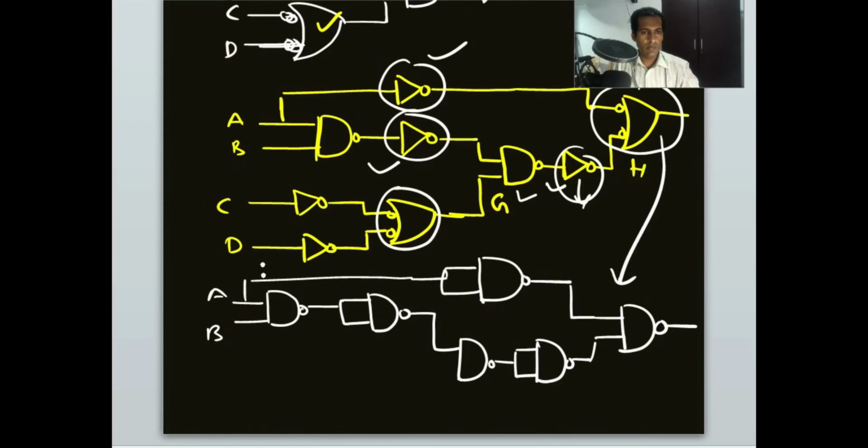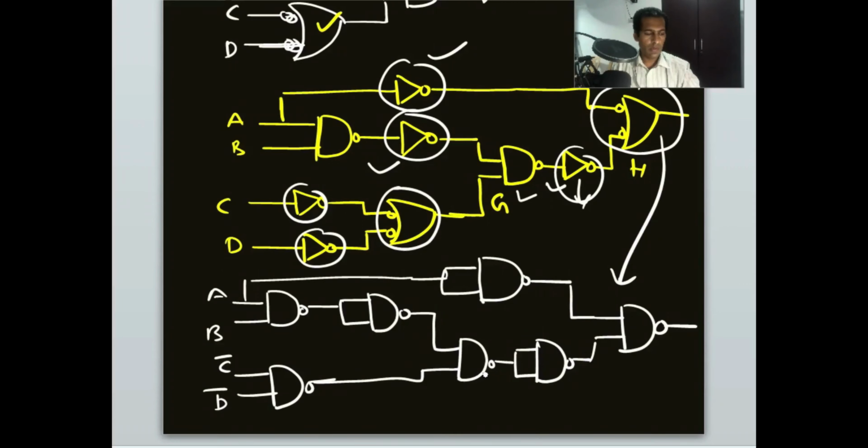Now here C and D are remaining. So C and D, here we'll connect C and D with an inverter. So it will be C bar, D bar. This OR will convert to a NAND gate, and this one we will connect with this input. So this will be the equivalent circuit using NAND gates. Now similarly, this one we can convert to NOR logic.